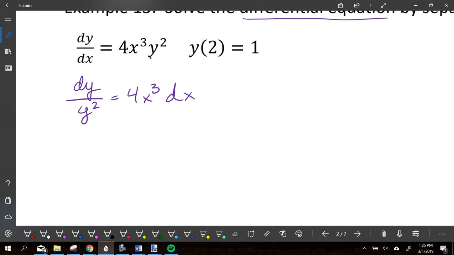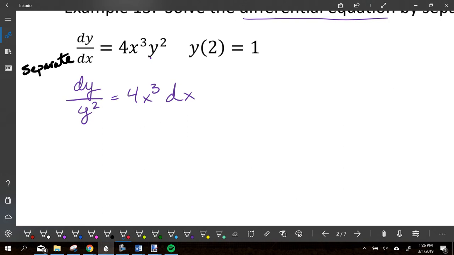Step 1 to that problem, what we just did, is we separated the variables. Step 1, you want to separate. Get the y's on one side, the x's on the other. That scored you a point on the test. Separate. All right.